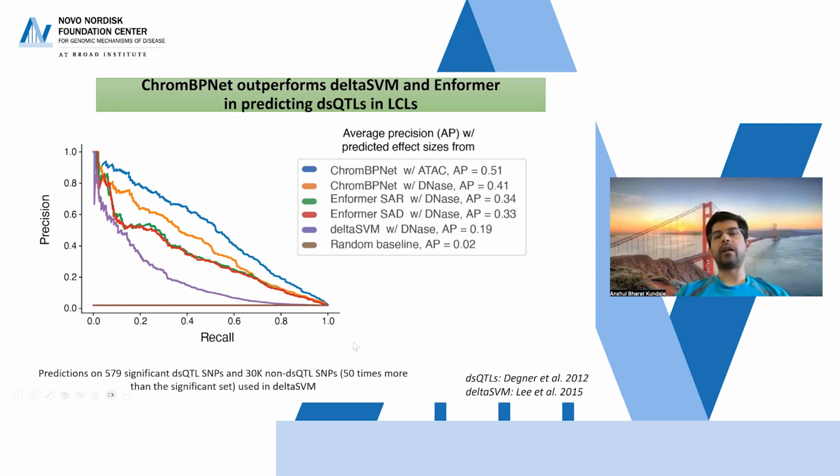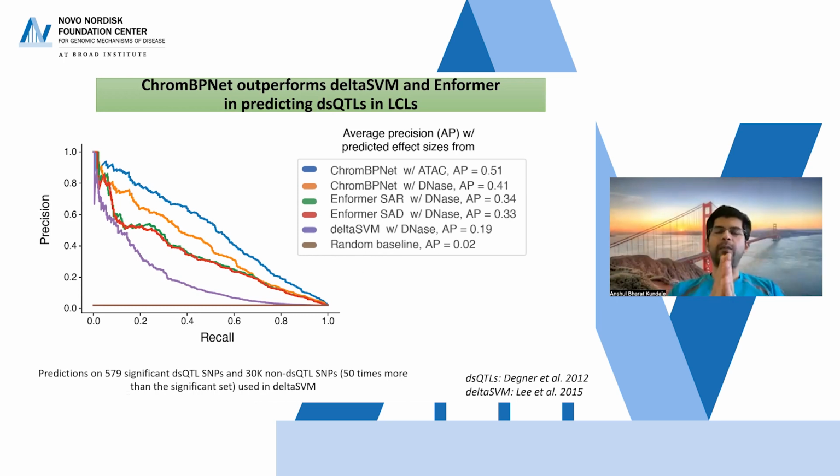I'm just comparing it to a few strong baselines. One is delta SVM, which was the previous state of the art, on some DNase QTL data. And I'm also comparing to Enformer, which is this recent model from DeepMind and Calico. It's a giant transformer. You cannot even train it on a regular GPU. You need Google TPUs. Very, very expensive, takes a few weeks to train. And it's a multitask model. It's trained on many, many readouts at the same time.